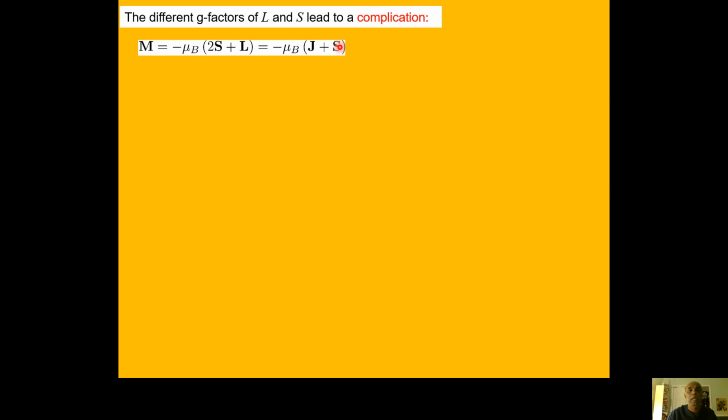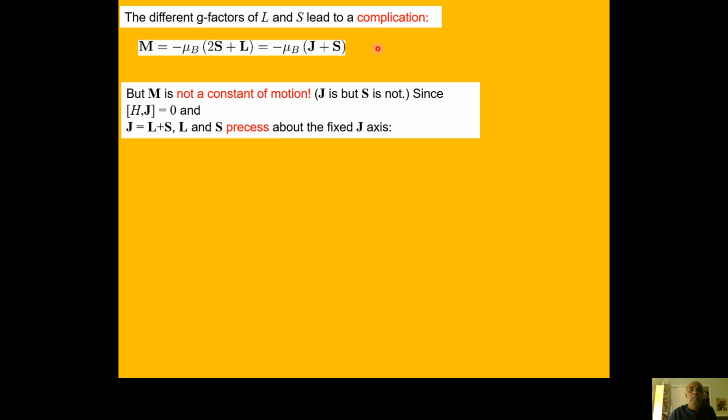So now this is a complicated system. We know how to calculate the quantities from S and L, but we cannot directly calculate for J because you have even the term coming from S also. So this is becoming a little complicated. Also we know M is not a constant of motion, right? Because J is a constant of motion but not S. But here we have both J and S. So that means M is not a constant of motion.